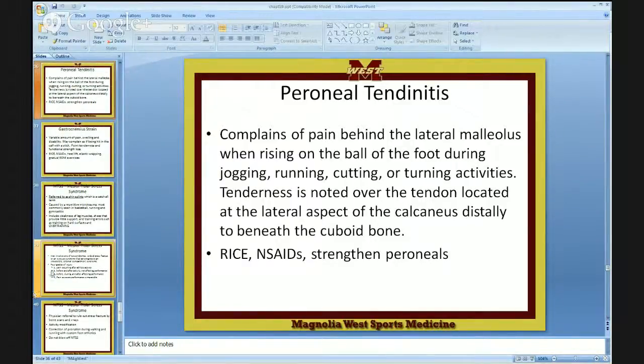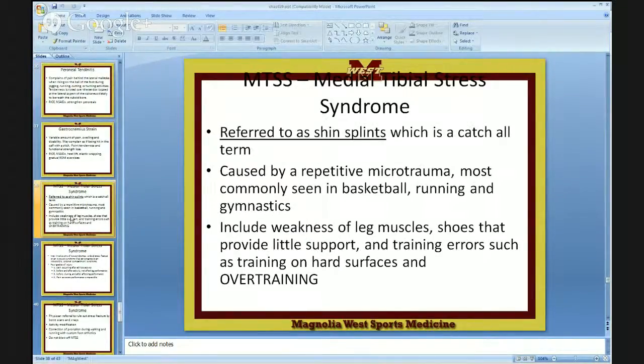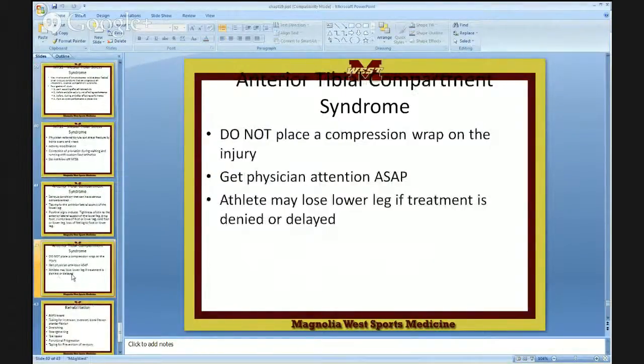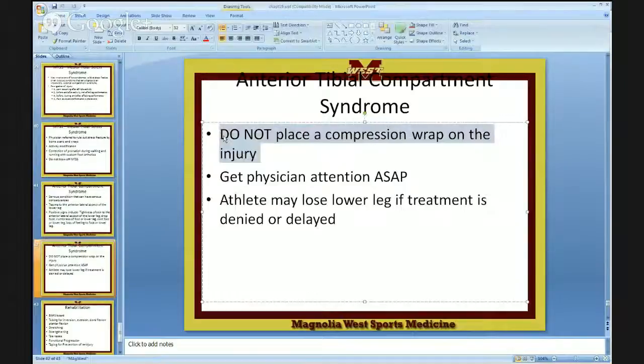What about number 38? MTSS, medial tibial stress syndrome, commonly known as MTSS. Is that true or false? Okay, let's go with 42. Remember I talked about this. We don't place a compression wrap on anterior compartment syndrome. Do not do. So, put that on there.